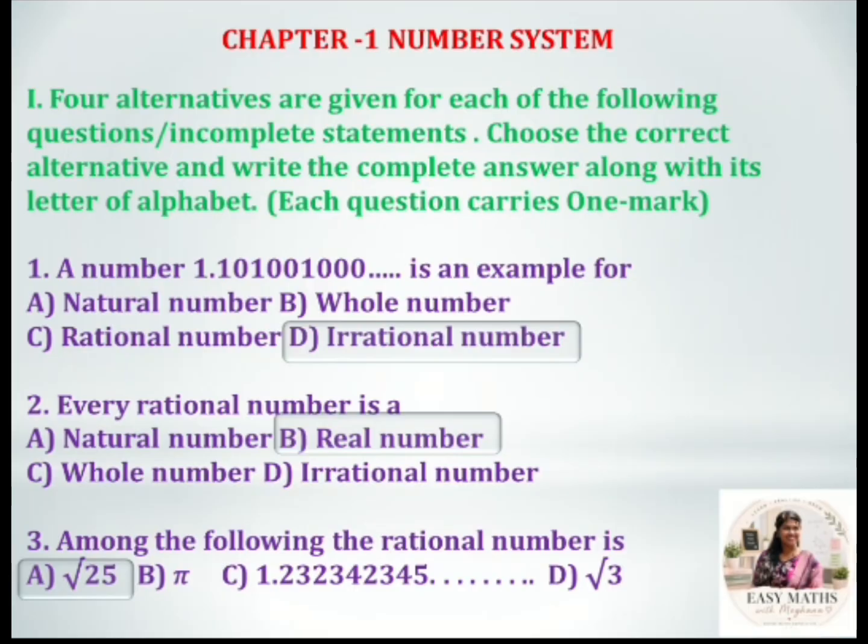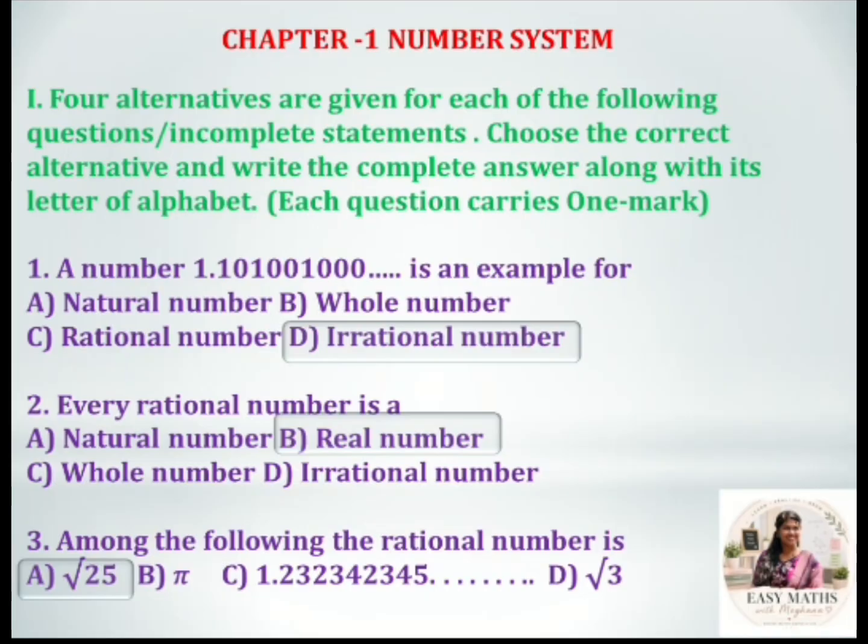Question number 3. Among the following, the rational number is. Student, this is a very important problem which will be regularly asked in your examination. Among the following, the rational number is root 25, pi, 1.232342345 and so on, option D, root 3.